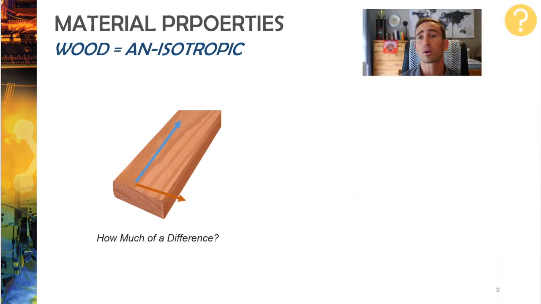Now, when we look at wood more closely, we say that wood is anisotropic. And as I was explaining before, it's going to have different strength properties in the blue and orange directions as shown below. Whether you pull the wood in the blue direction or the orange direction, you're going to find that the maximum value of strength in either of those directions is quite a bit different.